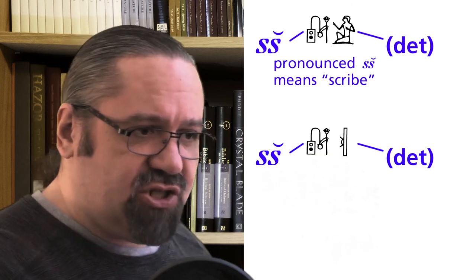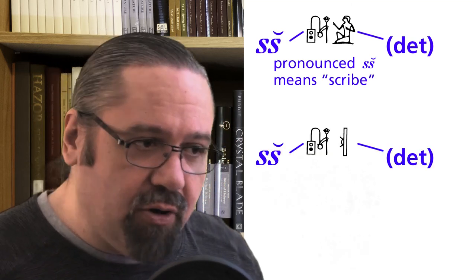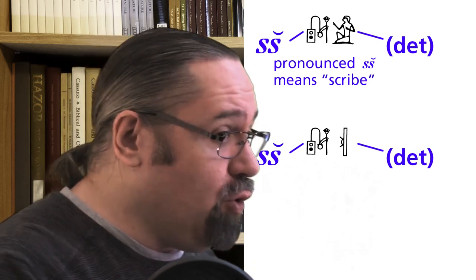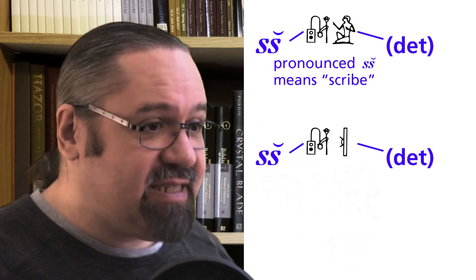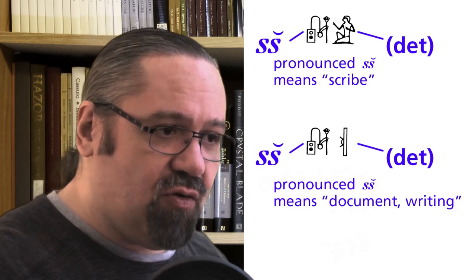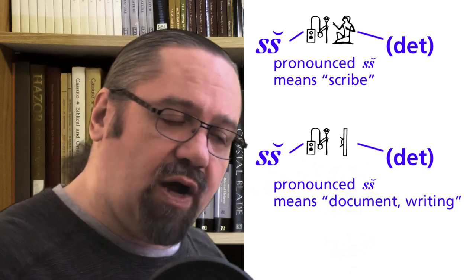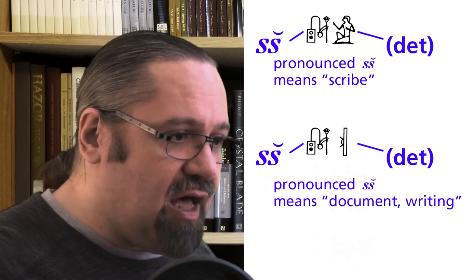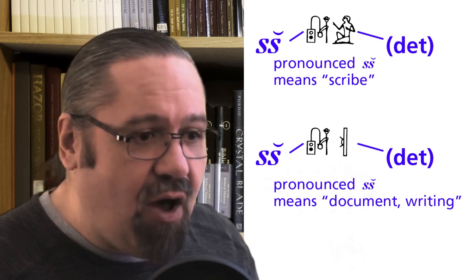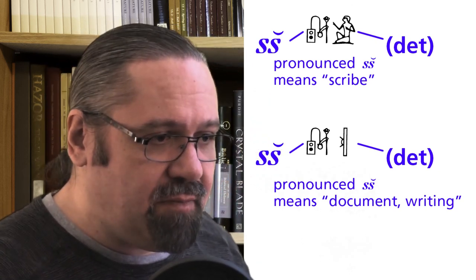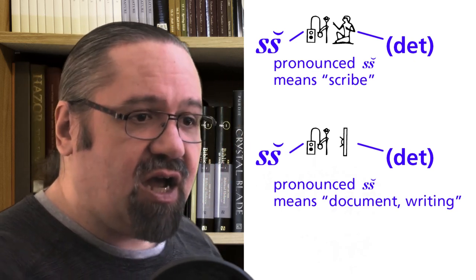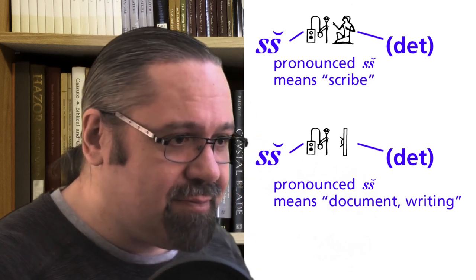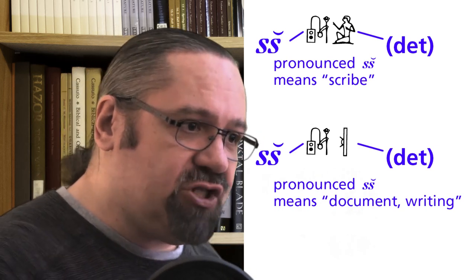But let's say we want to change the determinative. Instead of using a person determinative, we use a scroll. This changes the meaning of the word. It's still pronounced as sesh, but now it means a document or writing. This is why determinatives are so important in ancient Egyptian. That's because ancient Egyptian contains a lot of homonyms, words that sound the same but mean different things. In spoken ancient Egyptian, context would help you figure out which is the right word. But in writing, you need a little help. So the determinative is there to help you know which meaning is being referred to.